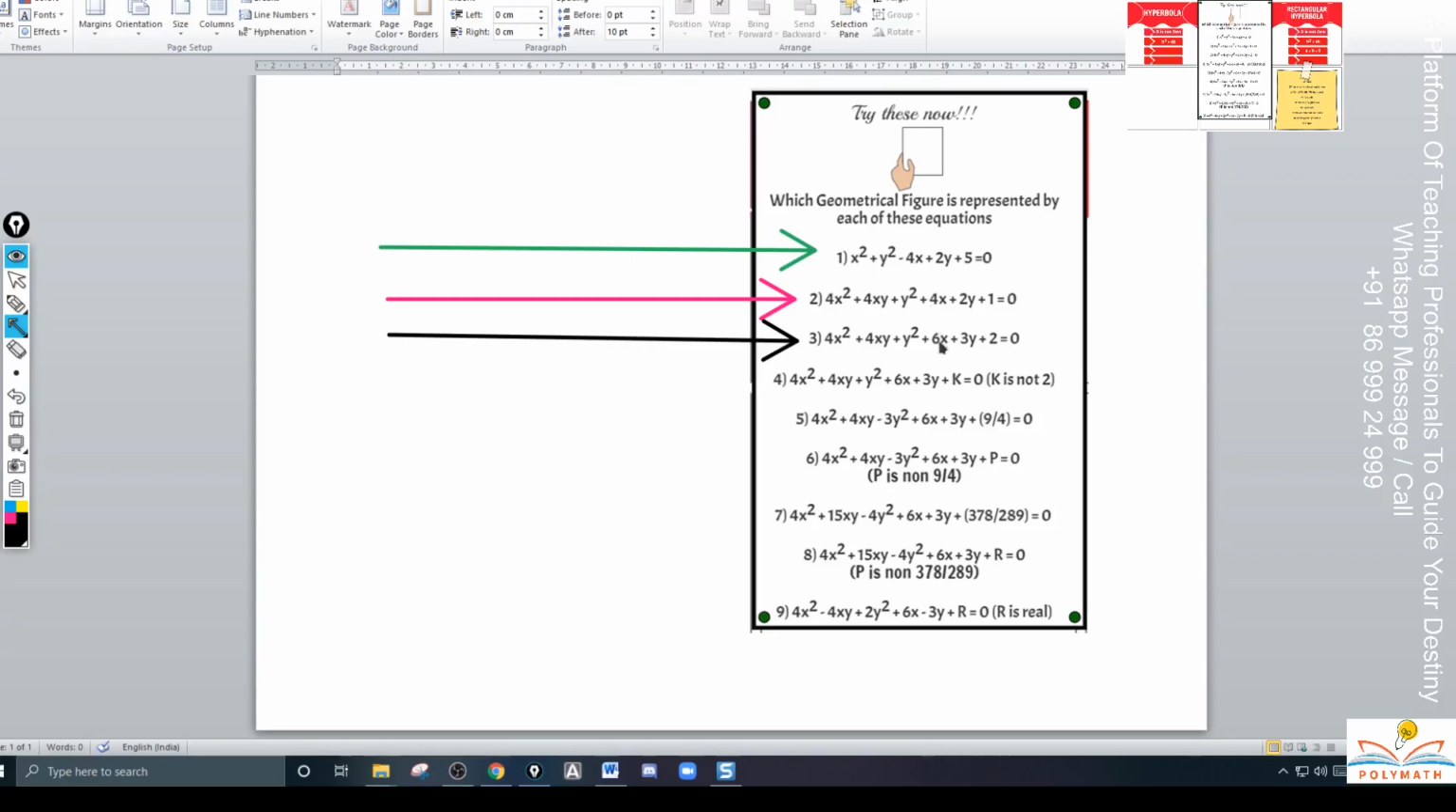For this, d is 0, and for this also d is 0. I have just carried over the homogeneous part and changed the non-homogeneous part. I made it a pair of parallel lines.